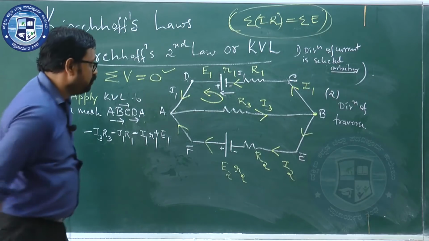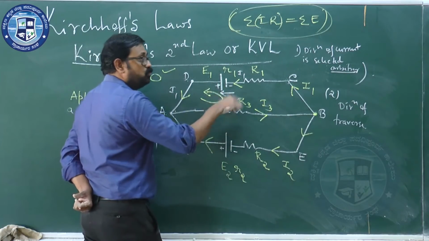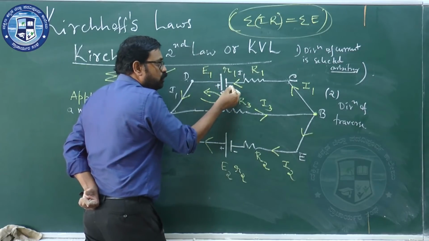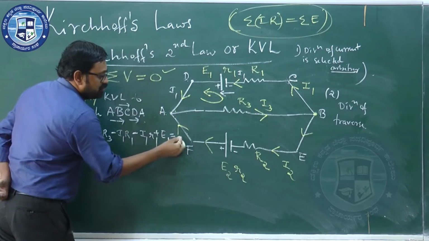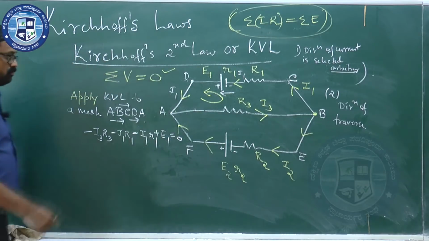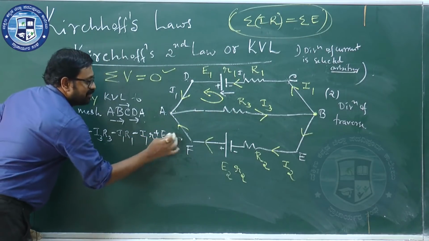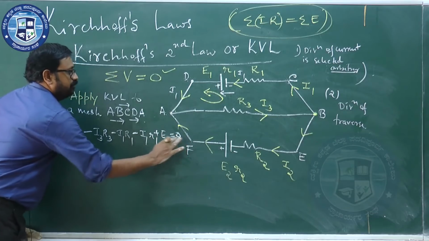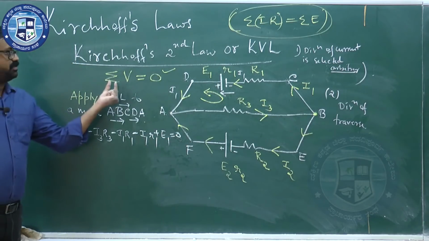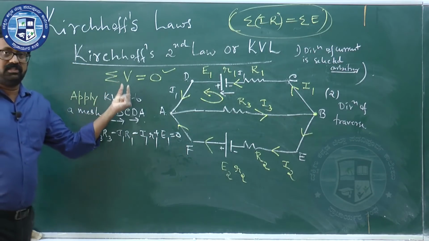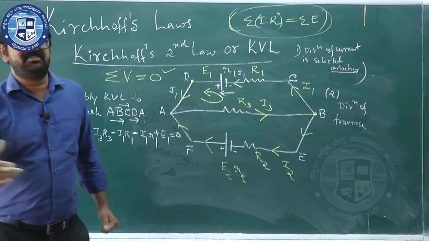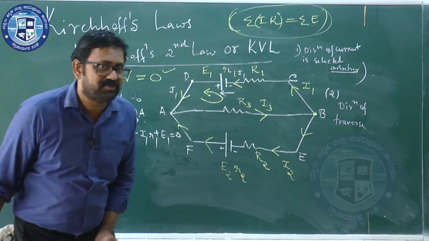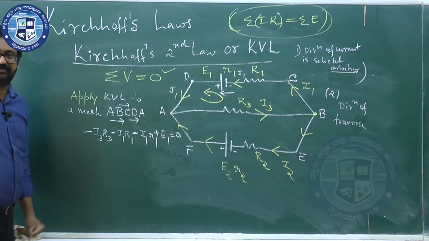Now tell me, EMF should be plus E1 or minus E1? Obviously it is plus E1, because according to the direction of a traverse, when I cross the cell, I am moving from negative to the positive of the battery, that time plus E1. That should be equal to 0. Algebraic sum of the change in the potential around the loop across a resistor and cells is equal to 0.